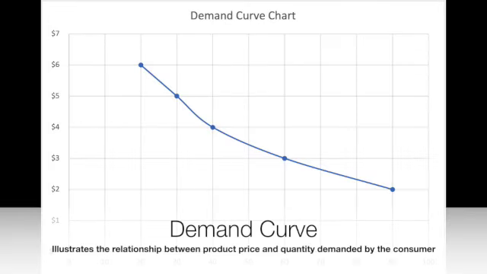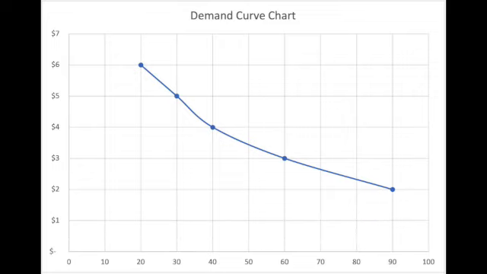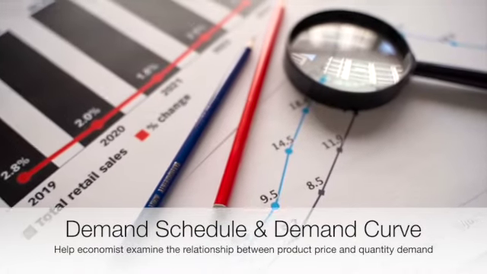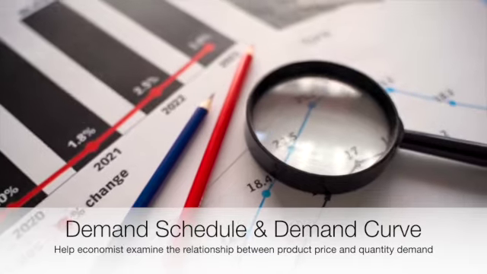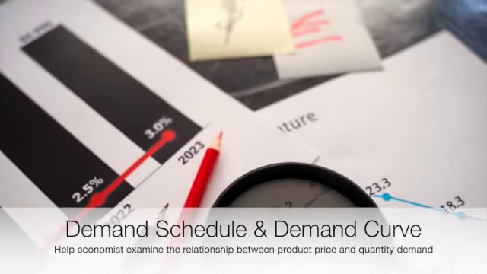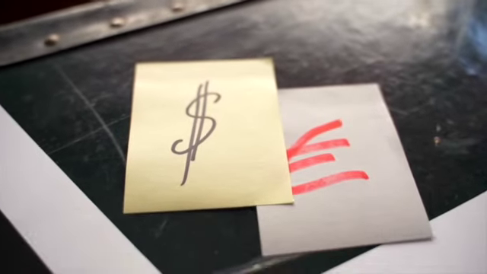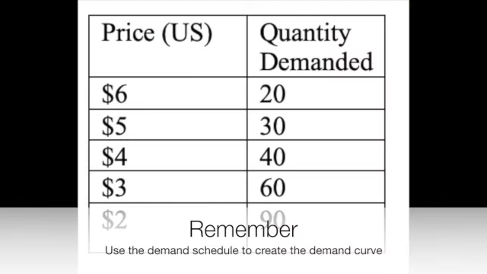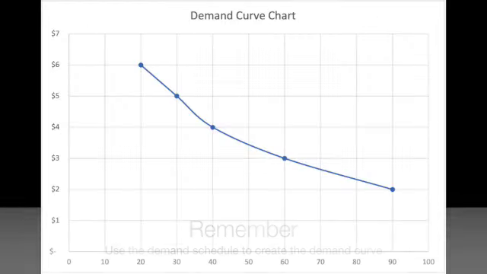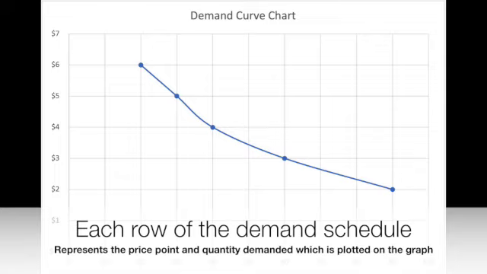Comparatively, the demand curve is the curve that illustrates the overall relationship between product price and the quantity of the product demanded by the customer. So the demand schedule and demand curve allow economists to examine the overall relationship between product price and quantity demanded. Now remember, your demand schedule is used to create a demand curve. How? Well, when each row of the demand schedule shows price point and quantity demanded, it is that data we use to coordinate the plot on the demand curve graph.